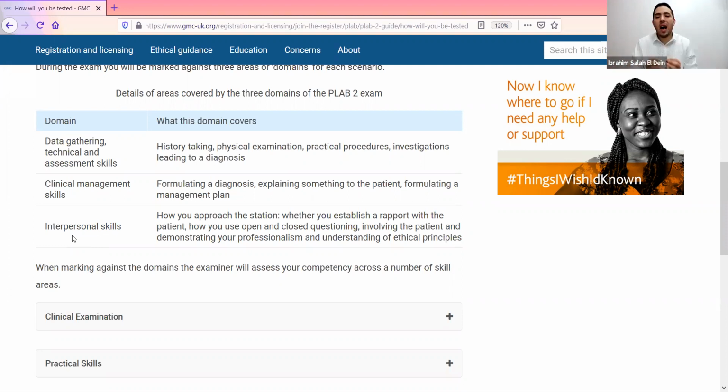What is meant by interpersonal skills? How to approach the whole situation, how to deal with the whole situation, how to ask the patient in a very gentle way, how to gain what you need from the patient in a very gentle way, how to build rapport with the patient, how to approach an angry patient, how to deal with your colleague in the hospital, your FY2 colleague, your nurse colleague, your senior, okay? How to deal with relatives, okay? And how to understand the rights of the patient, the ethics.